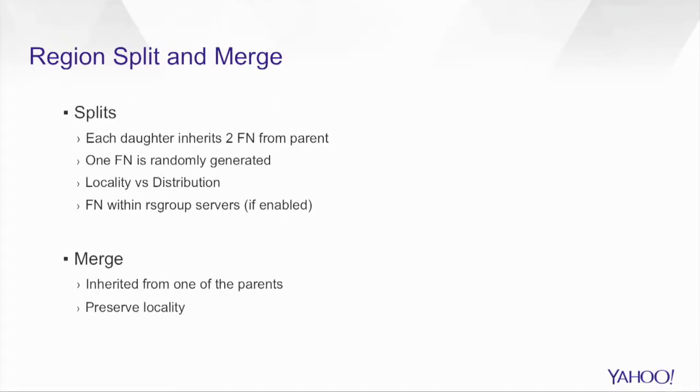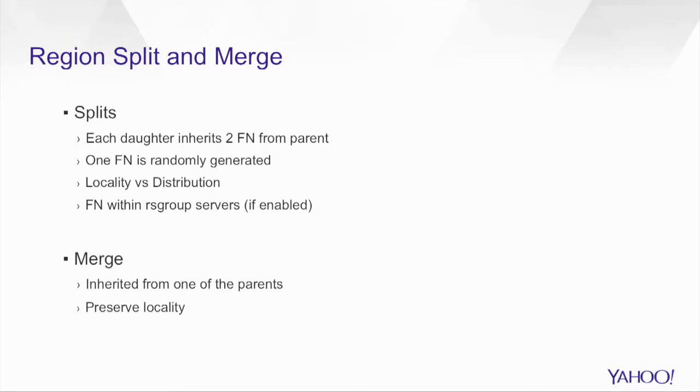So what happens when a region splits? A region could actually be 10 GB or sometimes even 100 GB. So when it splits, we don't want to lose locality. We inherit two favored nodes from the parent, and we generate one randomly. This gives us a good balance. You have very good locality even after the region splits, and you also have a good distribution.